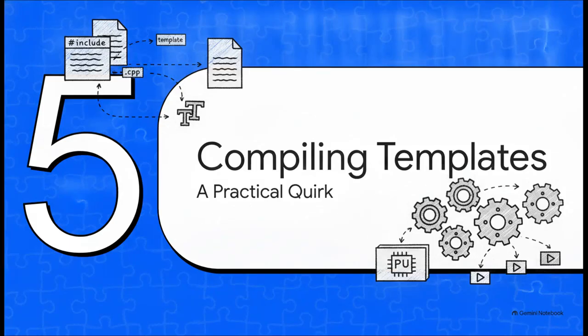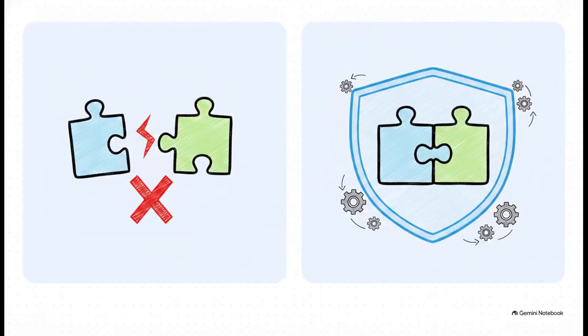Finally, let's look at section 5, compiling template code. Okay, before we wrap up, there is one crucial quirk you need to know about how C++ actually compiles this stuff under the hood. Normally, you split things up, right? Class definition in a header file, function definitions in an implementation file. Well, standard procedure kind of hits a wall with class templates.